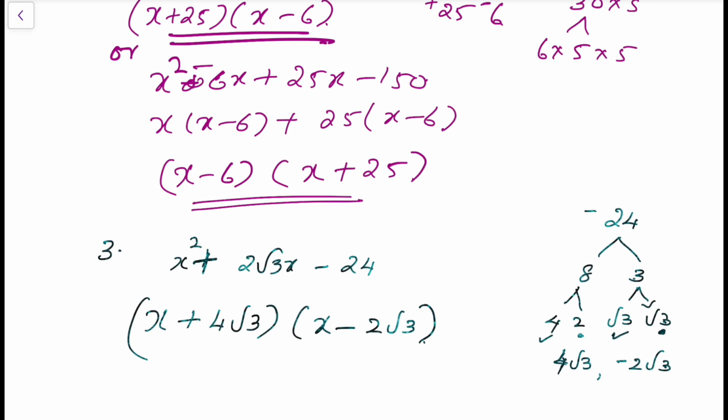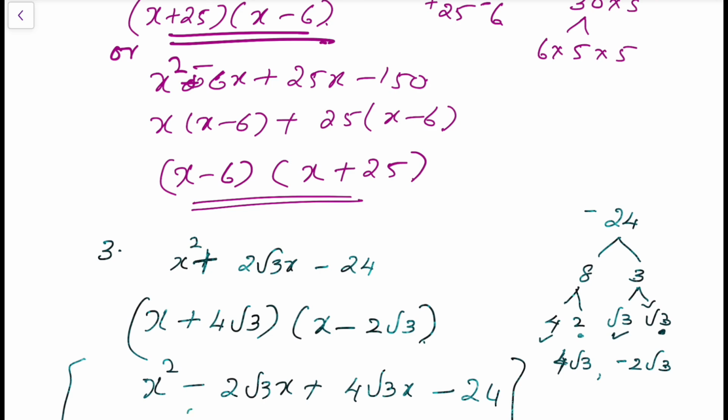To check whether you have done it correctly, you can multiply and see. x into x, x squared. This is only for your understanding I am doing. x squared minus 2 root 3 x plus 4 root 3 into x, so 4 root 3 x, minus 4 root 3 into 2 root 3 will be 8 into 3, 24. See, you will get x squared plus 2 root 3 x minus 24. So the answer is this only. This is just for your understanding. Hope it is clear.